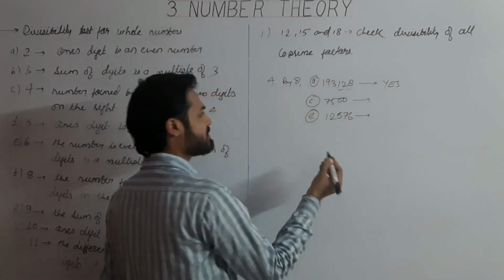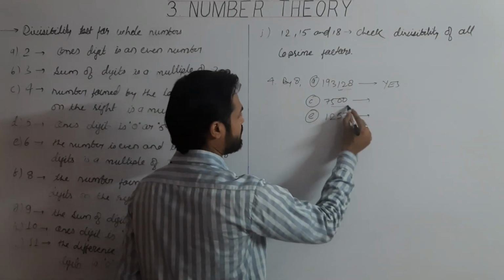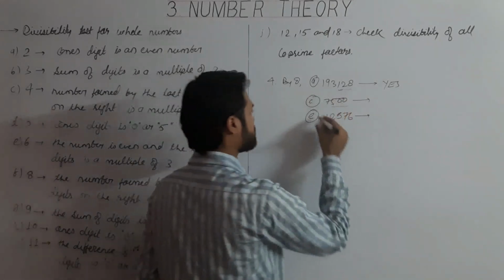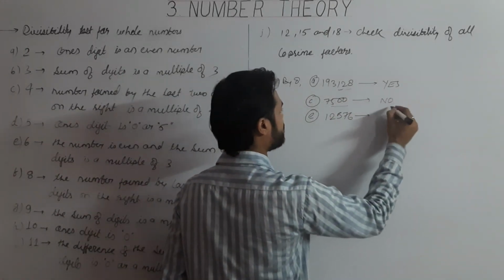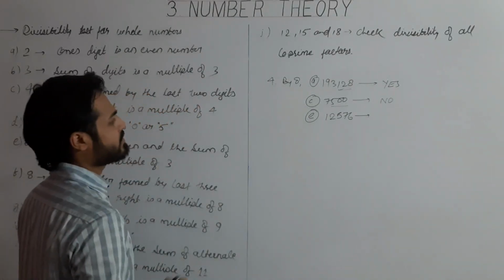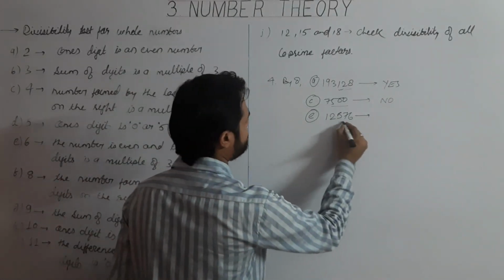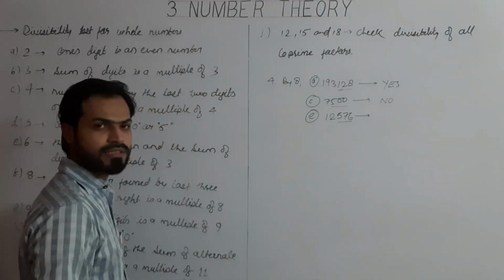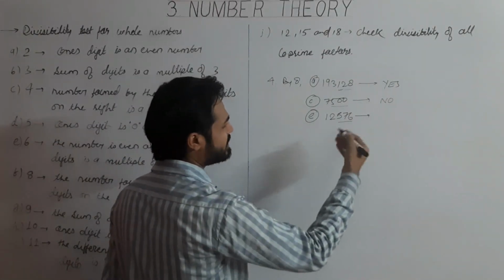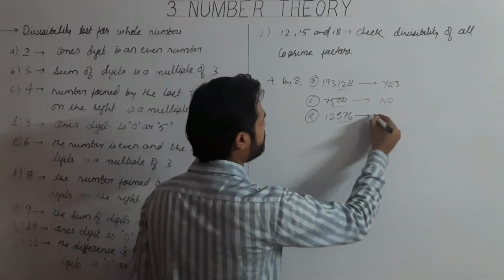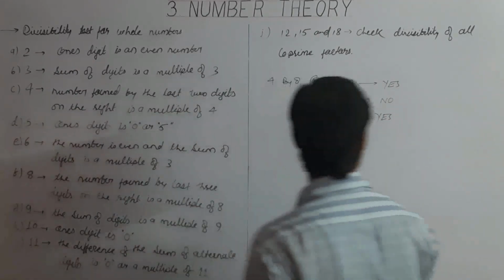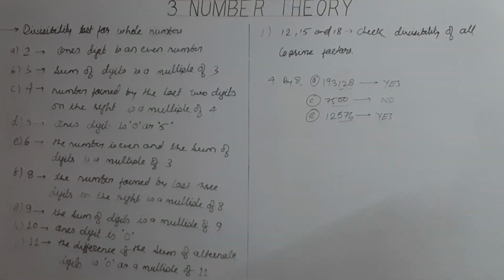Now for 7500, the last three digits are 500. Is it divisible? No. So 7500 is also not divisible by 8. 12576. Again, last three digits. If you divide 576 by 8, you will get 72. So this number is also divisible by 8.